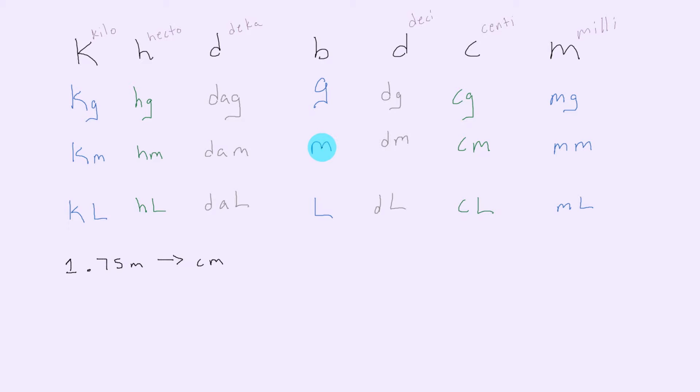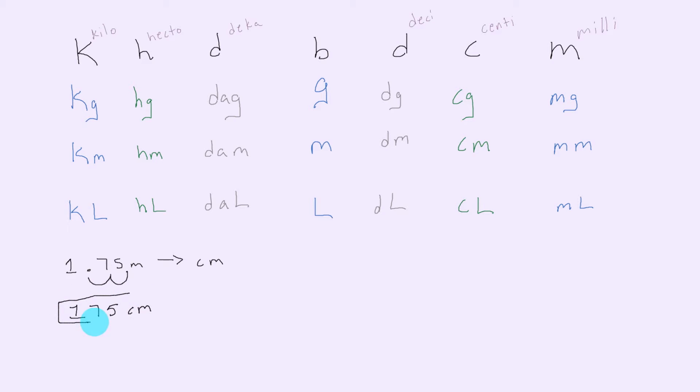And now I have to move to centimeters. I'm going to move 2 units to the right. So I'm asking myself 2 questions here. How many units do I have to move to get to the new set of units, and in what direction? In this case, it is 2 units to the right, which tells us how many units you'll move the decimal, and it tells you in what direction you'll move that decimal. We said 2 units to the right, 1, 2. 1.75 meters is equivalent to 175 centimeters.